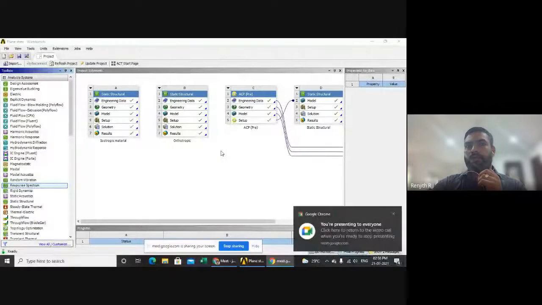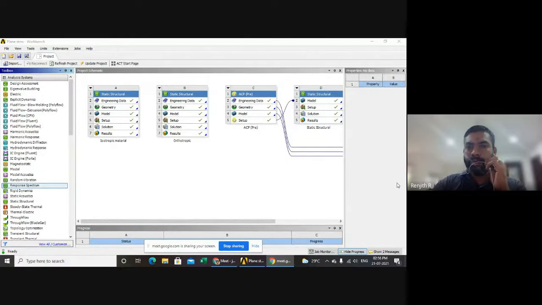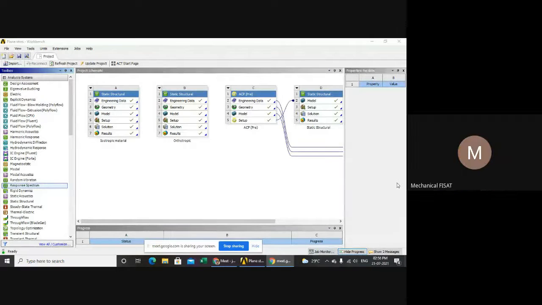Okay, I will share my next computer. One second. Screen is visible? Yes, it is visible. Okay.